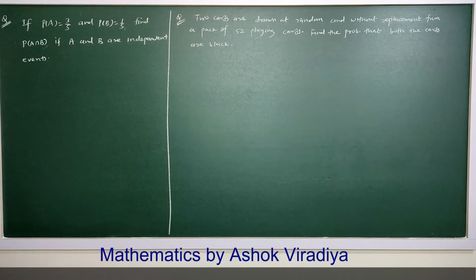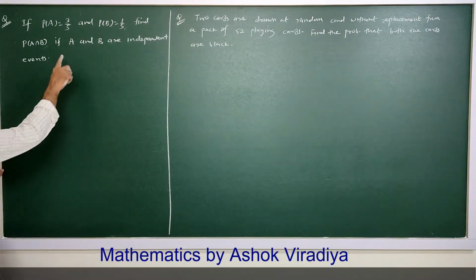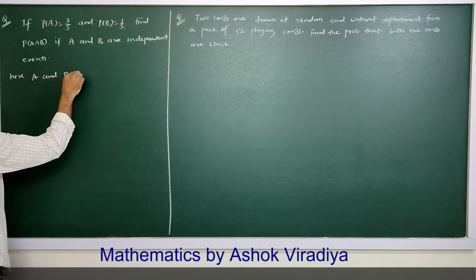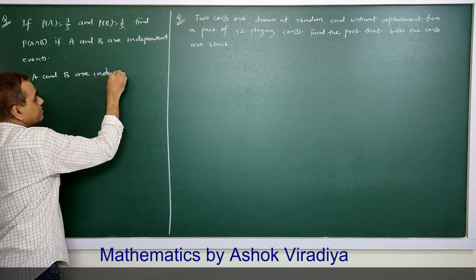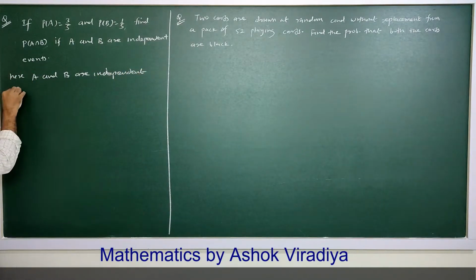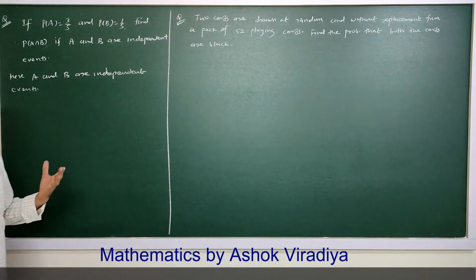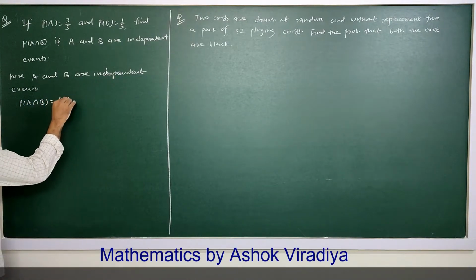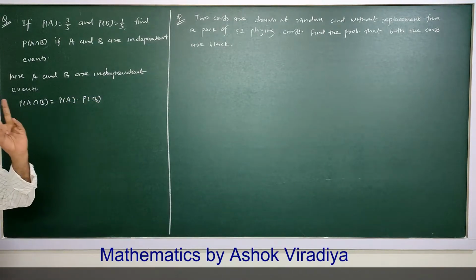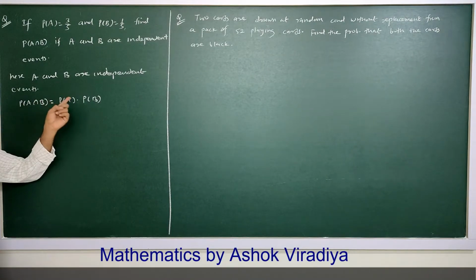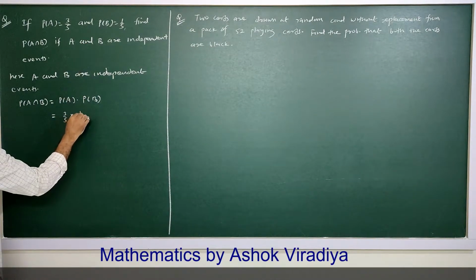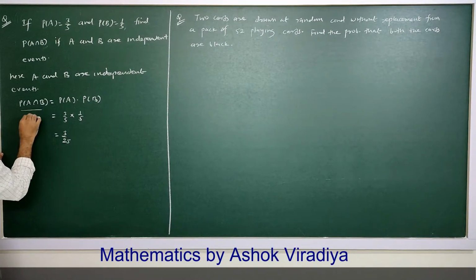If probability of A is 3 by 5 and probability of B is 1 by 5, find the probability of A intersection B if A and B are independent events. So here A and B are independent events. And as just we discussed, because these are independent events, probability of A intersection B is equal to probability of A into probability of B. If two events are independent, probability of their intersection is equal to product of their individual probability. Now values are given: probability of A is 3 by 5 and probability of B is 1 by 5. So required probability is 3 by 25.